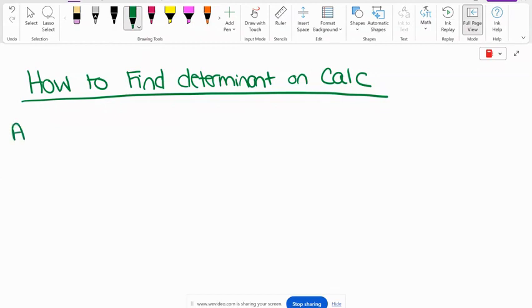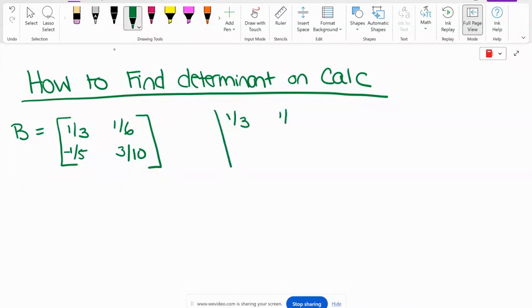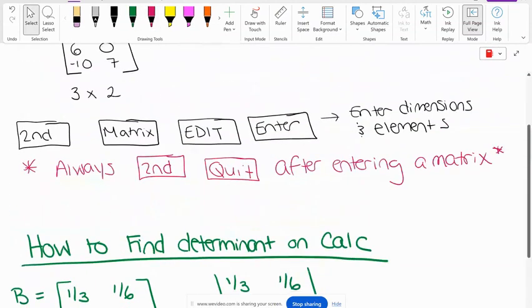Okay, let's say I have, let's call it matrix B, is 1/3, 1/6, that's your first row, and then negative 1/5, 3/10. And I want to find the determinant of this. All right, so the first thing we're going to do is enter in the matrix. How do we enter in a matrix? What do we follow? The steps we just did above.